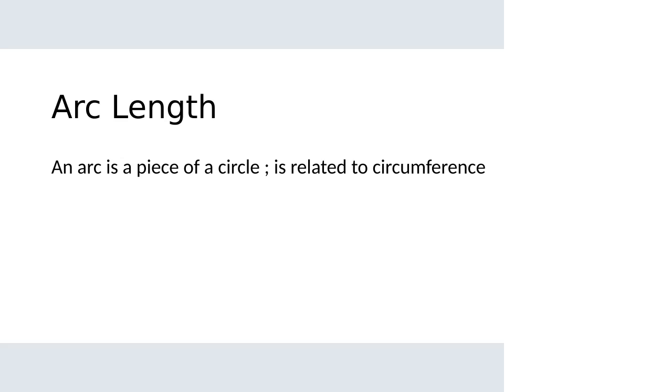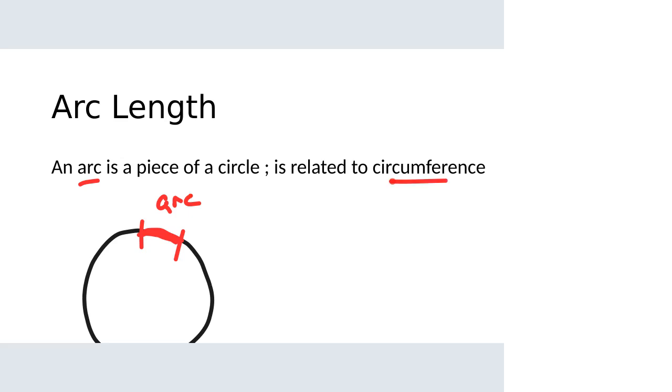Arc length. This is a term that might be new for you. And the idea here is if we have a circle, an arc is a piece of a circle. And what I mean by that is like from here, say, to here. That right there, that little piece of a circle, that's called an arc. What we're going to do is find out the length of an arc, and we're going to use circumference to help us do that.